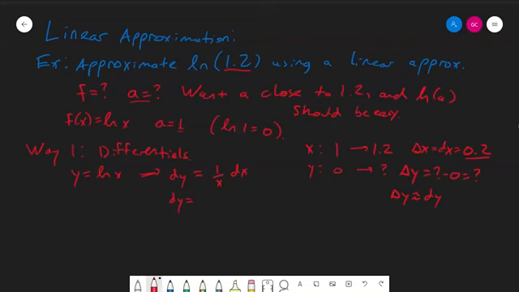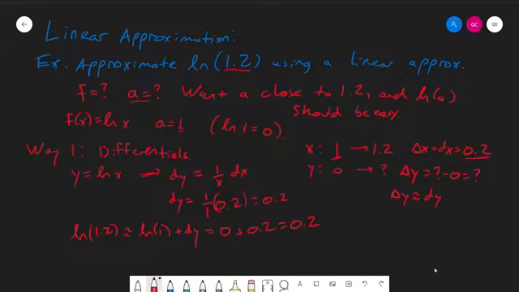Well, we have that we're starting at an x value of 1, so we plug 1 in for x. We'll plug 0.2 in for dx. And so, in fact, it turns out in this case that dy is also 0.2. So what that means is this, that ln of 1.2 is approximately equal to ln of 1 plus the change in y, which we're approximating with dy. And so in this case, we get a value of 0.2.